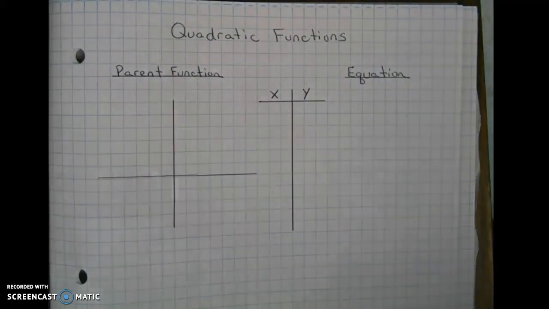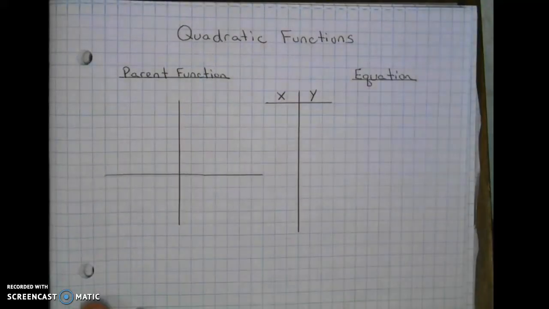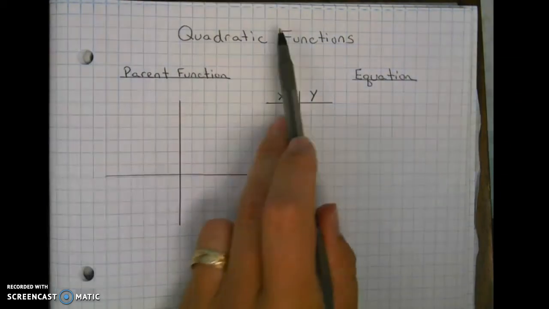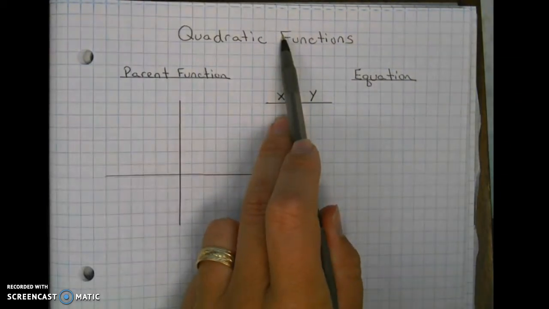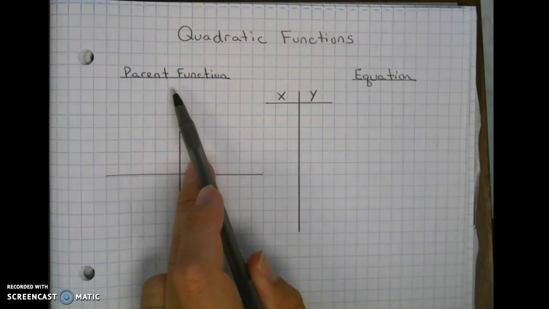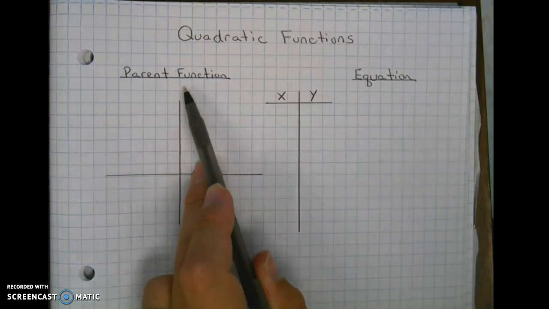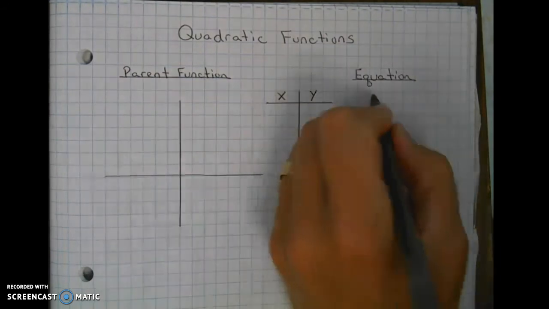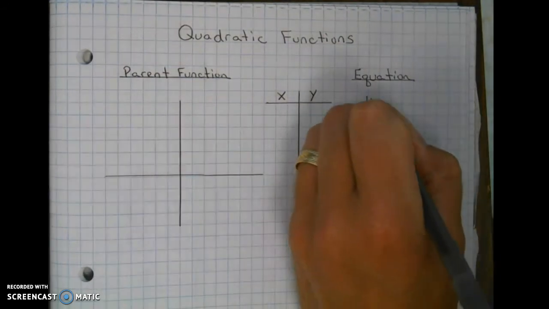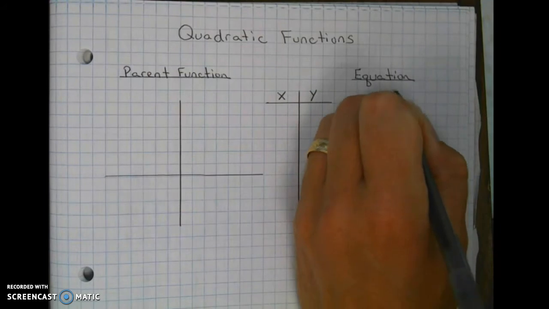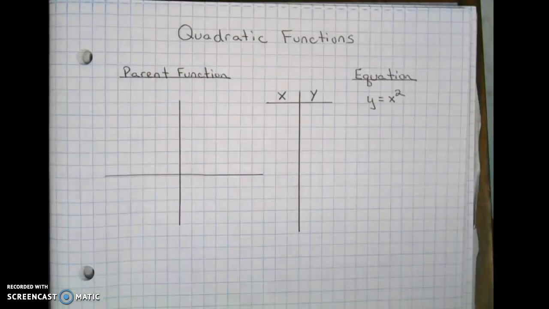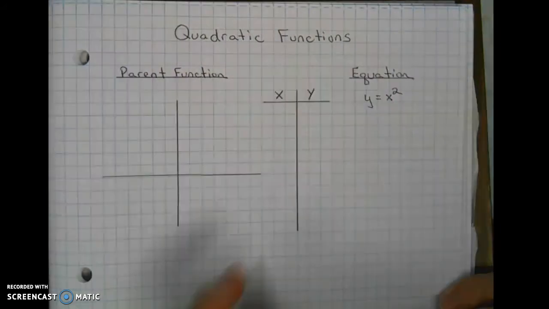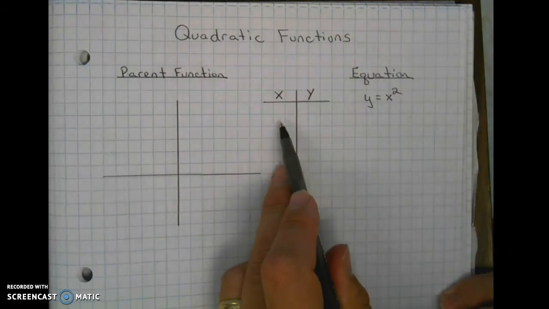Hey class, this lesson is going to cover quadratic functions, and we're going to start off by looking at the parent function. The parent function is something you hopefully might remember from Algebra 1, and the function is y equals x squared. So in order to get the parent function, let's go ahead and start off with the table.